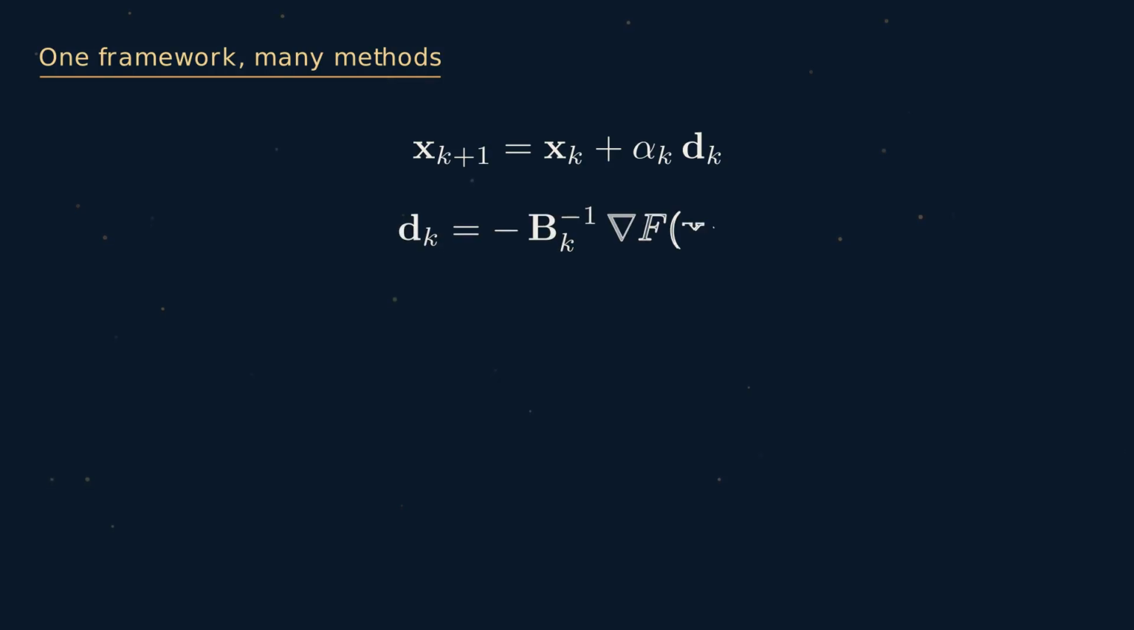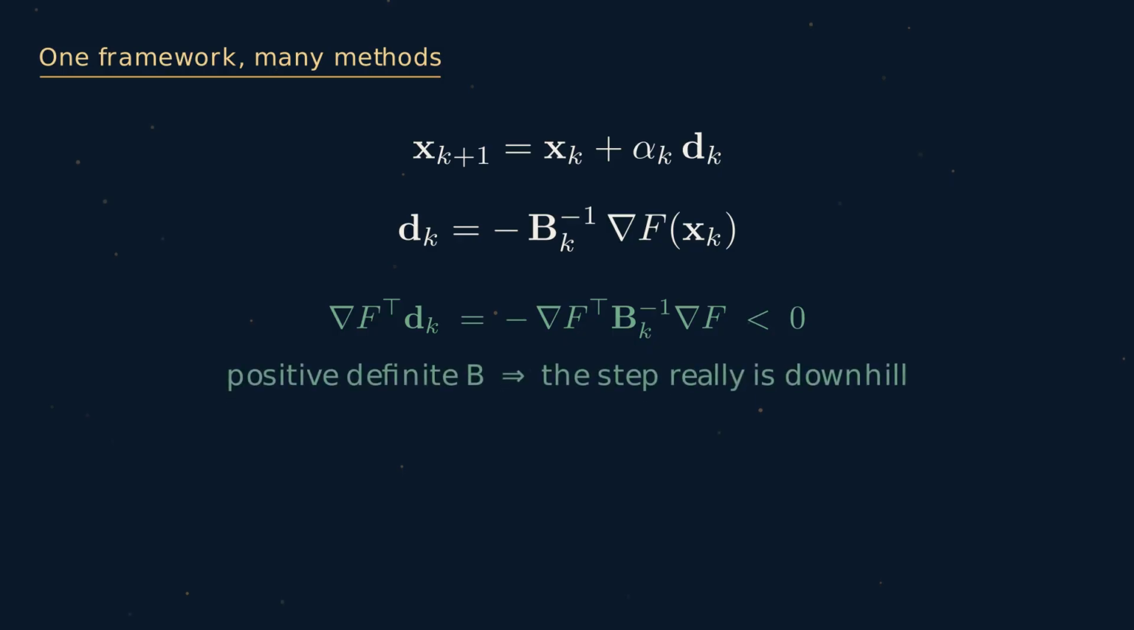Here is the useful way to write that blank. The direction is the negative gradient bent by a matrix. Call it B, the method's private opinion about how the function curves right here. And there is a reason B must be positive definite. Push the direction through the slope test, and the sign comes out negative automatically. That is the promise that you are still going down.